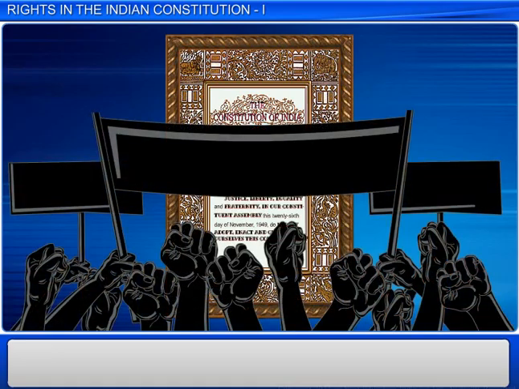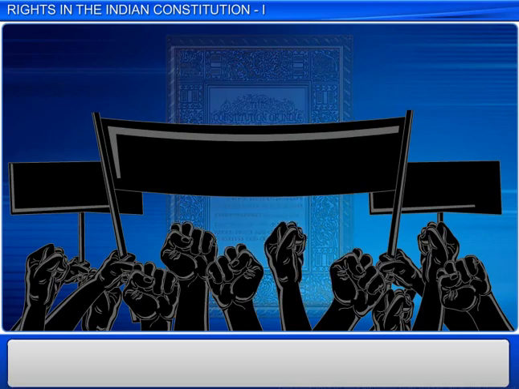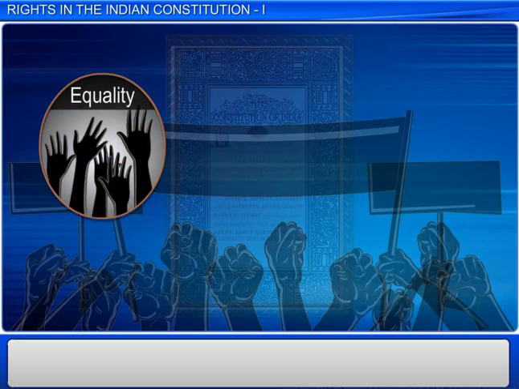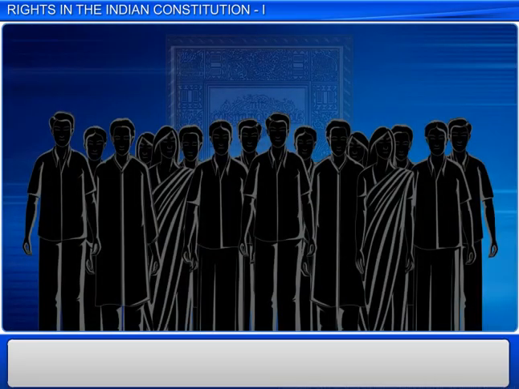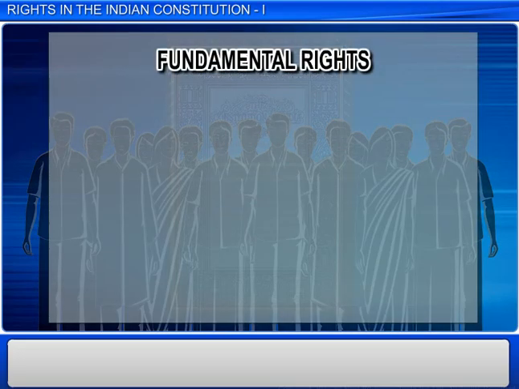Like other democracies in the world, in India also, the Constitution lays down the rights of all Indian citizens. The preamble to the Indian Constitution promises to give the citizens of India equality, liberty, and justice. To put this promise into practice, the Indian Constitution has defined 6 fundamental rights for all citizens of the country.